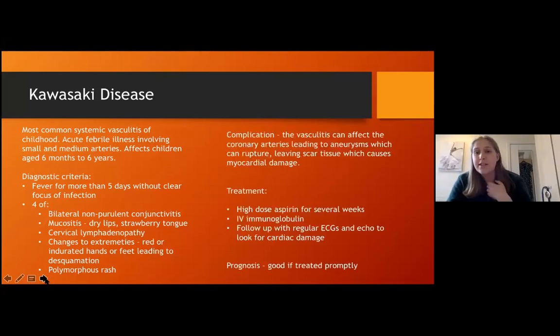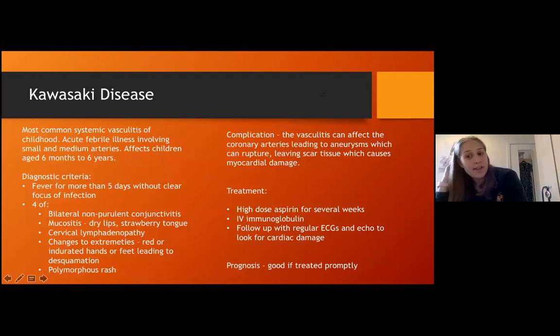So this vasculitis can affect the coronary arteries, leading to aneurysms, which can rupture. So it can be really quite serious complications. So it's really important to get this treated urgently. And these aneurysms can leave scar tissue, which causes myocardial damage. So if this occurs, this can be a lifelong problem. So to prevent that from happening, we need to treat them quickly.